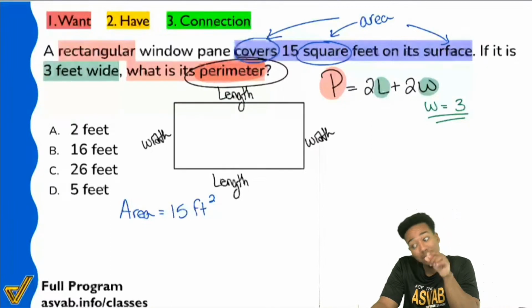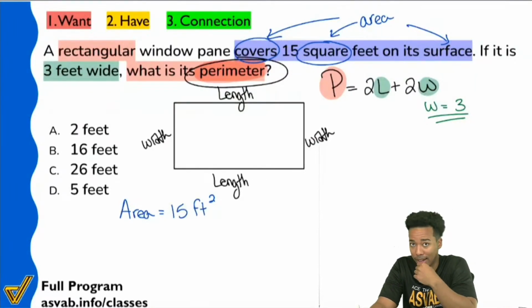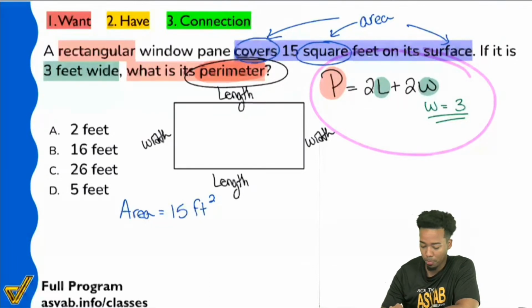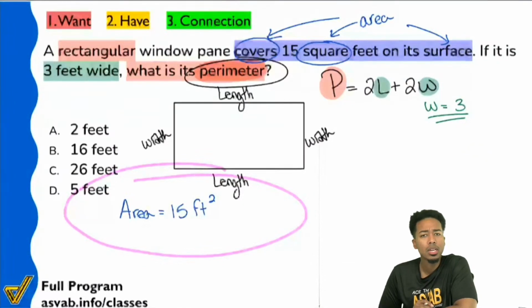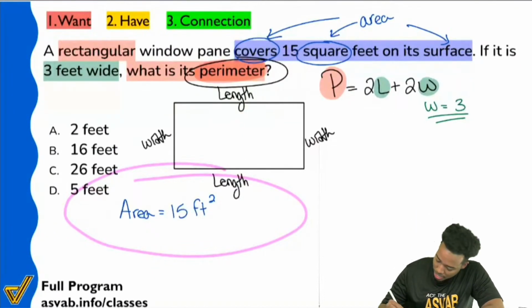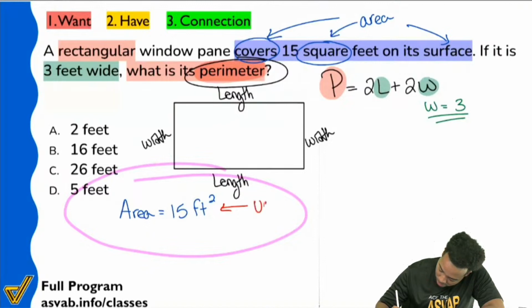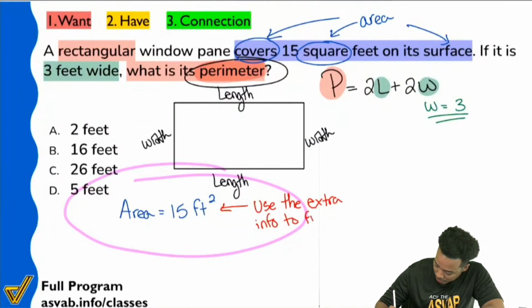Now the question is, detour, how can I find the length given what I have? It's not going to be right here. Nope. We're going to have to look at the other piece of information that we're given right there. Everybody, is the area of a rectangle made up of the length? Is the length included in that formula? Yeah, absolutely. And I'm going to write this in red here. Use this to find the length. Use the extra info. Write this down. Use the extra info to find what you need.